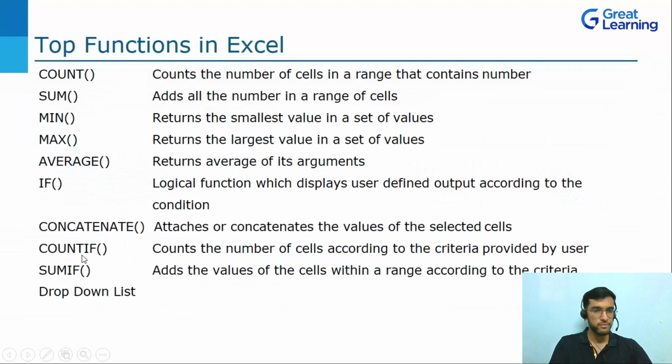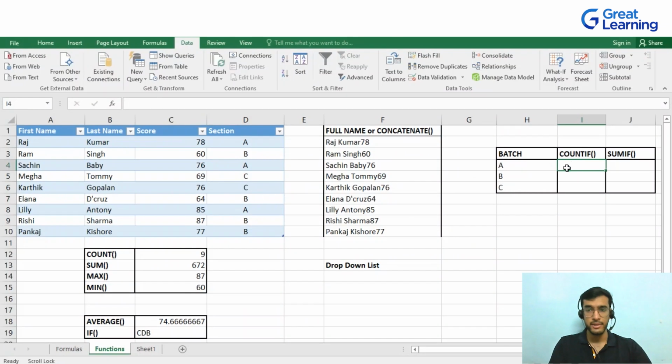So we have the countif function, the sumif function, and the drop-down list function. So what exactly does a countif function do? The countif function counts the number of cells according to the criteria provided by the user. And the sumif function adds the values of the cells within a range according to the criteria. The drop-down list is also a kind of conditional function. All these three functions are very conditional, so I think it will be really easy to understand if we do it in a practical live workbook. So let's jump into the practical live workbook to understand it better.